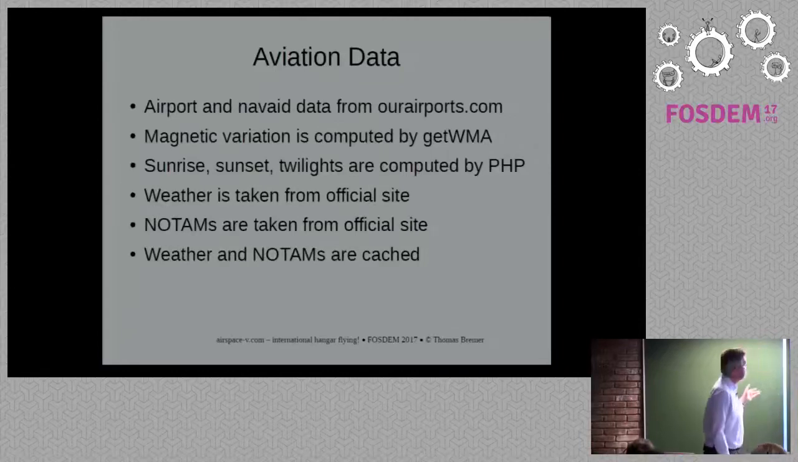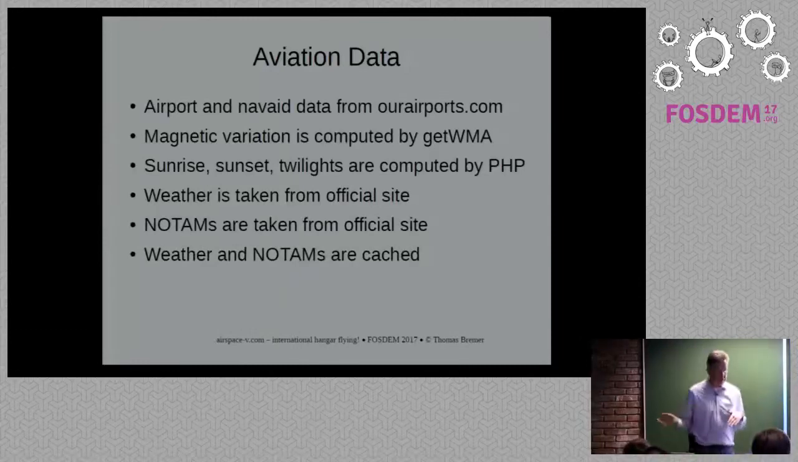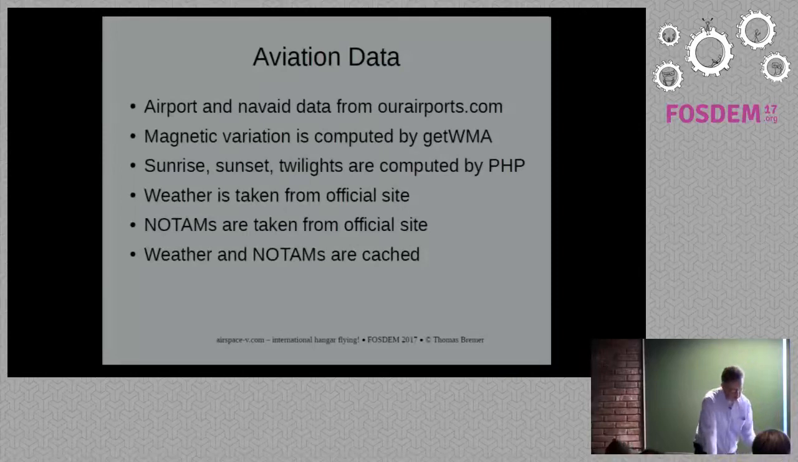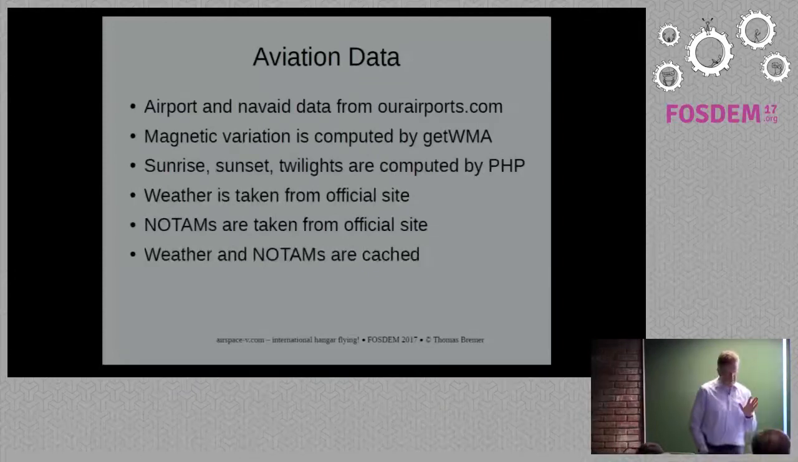And the data which has been shown now on this page, where does it come from? Airport nav data currently comes from ourairports.com. This will be completed and verified, but I come to that later. Then magnetic variation, which is not a concern in Europe because it's rather low here, but for instance in the US, when you use a compass for navigation, you get a deviation of several degrees. It is computed by getWMA.